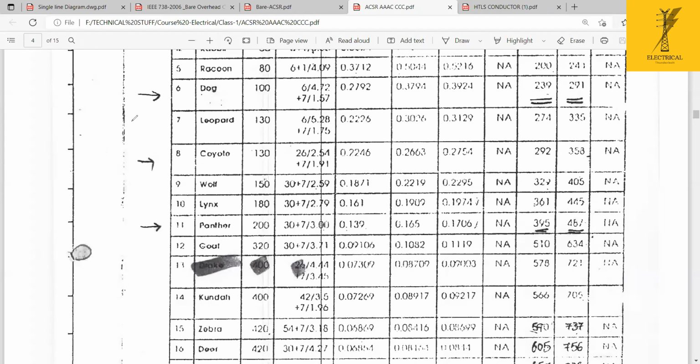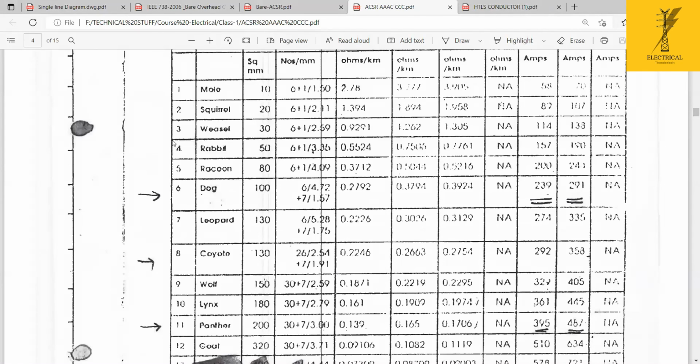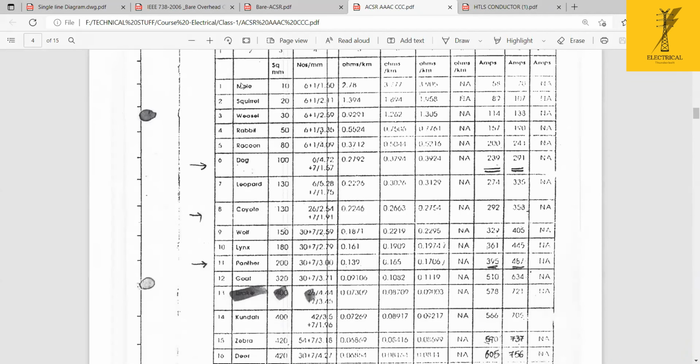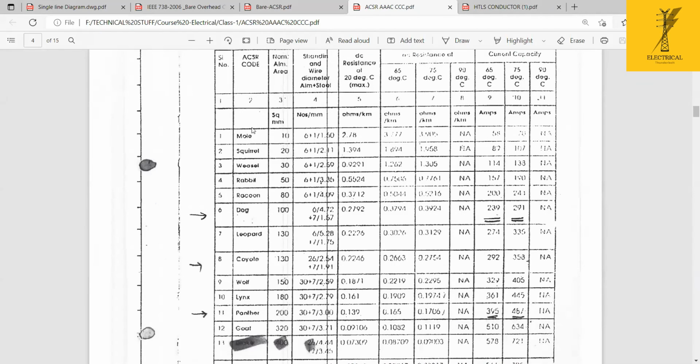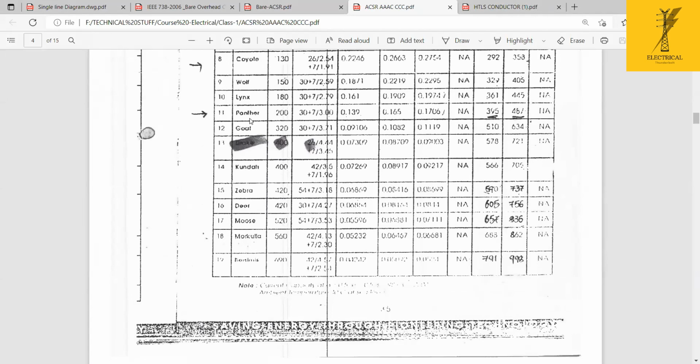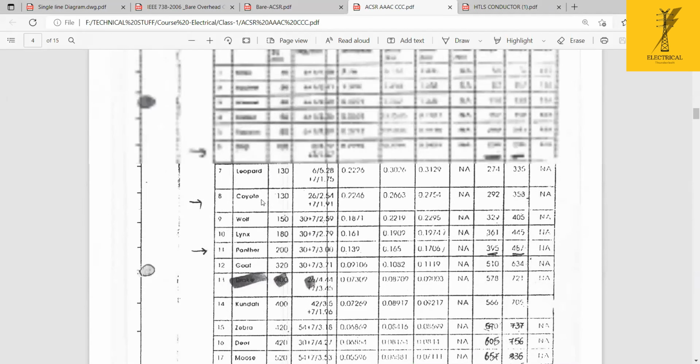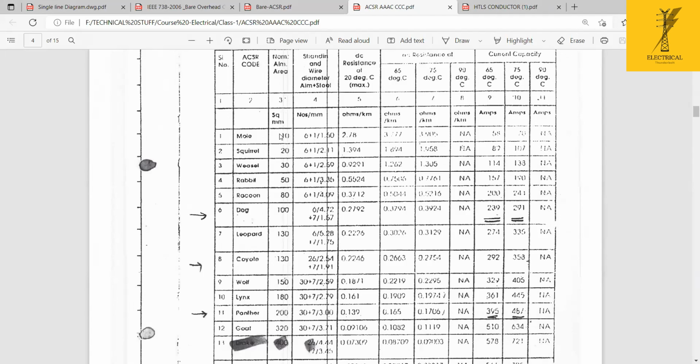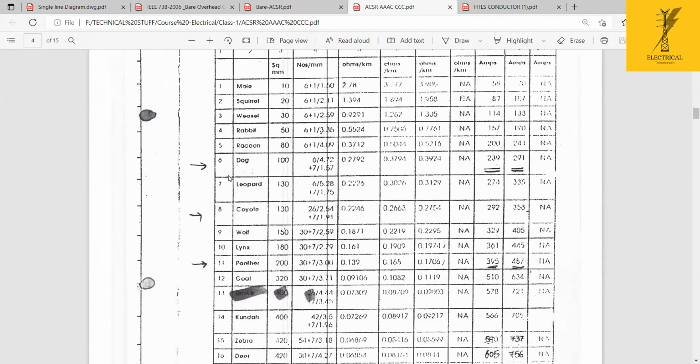So this is one of the standard ACSR families. Now let's see. We will talk about these conductors with respect to their names, like mole, squirrel, rabbit, dog, leopard, coyote, wolf, lynx, panther, and so on up to the Westmeans. And these are the square mm sizes available in the market. Like a 10 square mm conductor, we name it mole, and a 130 square mm conductor, we call leopard. Instead of calling it a 130 square mm ACSR conductor, we call it ACSR leopard, ACSR panther.